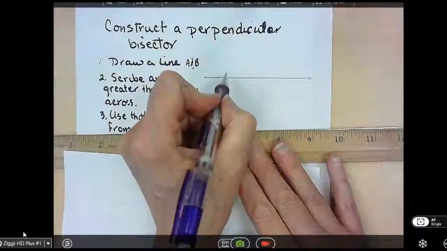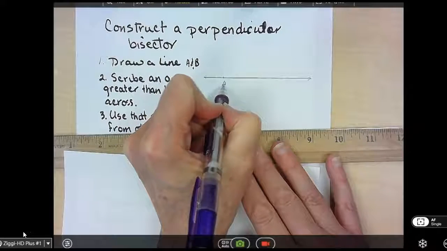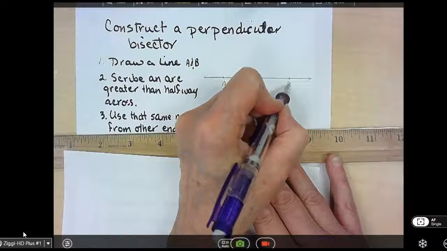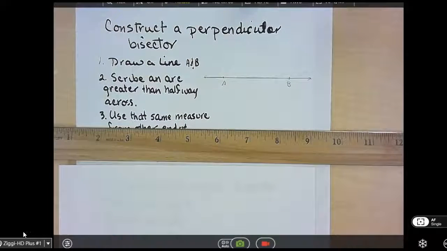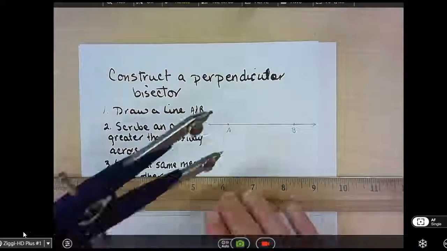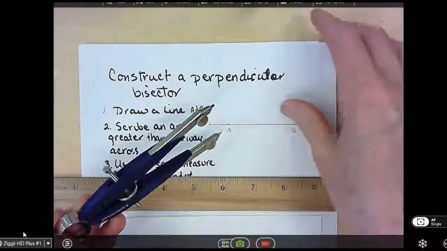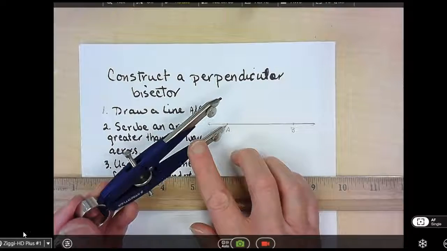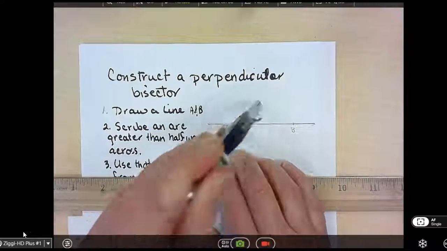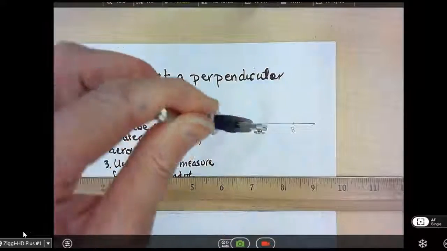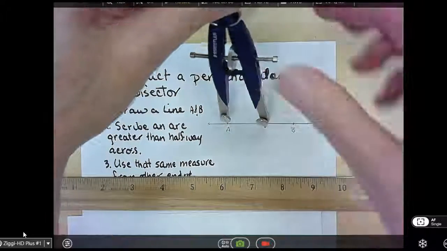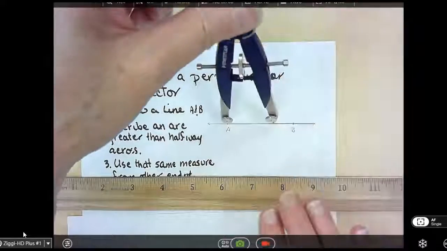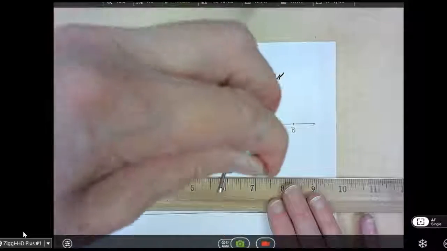So let's go A, B, and now I want to scribe an arc that is greater than halfway across. So you're kind of guessing at where that halfway point is. Again, your endpoint goes in at A. Because that looks like it could be close to half, I'm going to go a little further just to make sure I'm greater than half. And now I want to scribe an arc.